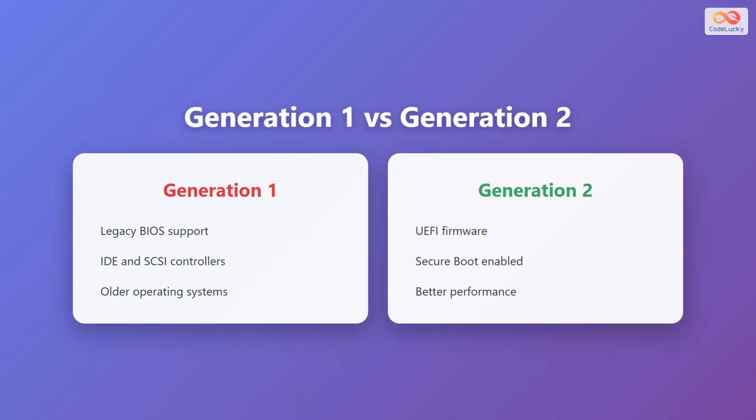Understanding the difference between Generation 1 and Generation 2 virtual machines is crucial. Generation 1 virtual machines use legacy BIOS support and include both IDE and SCSI controllers. They're compatible with older operating systems. Generation 2 virtual machines use UEFI firmware, support Secure Boot, and offer better overall performance. For modern operating systems, Generation 2 is recommended unless you specifically need to run legacy systems that require BIOS support.